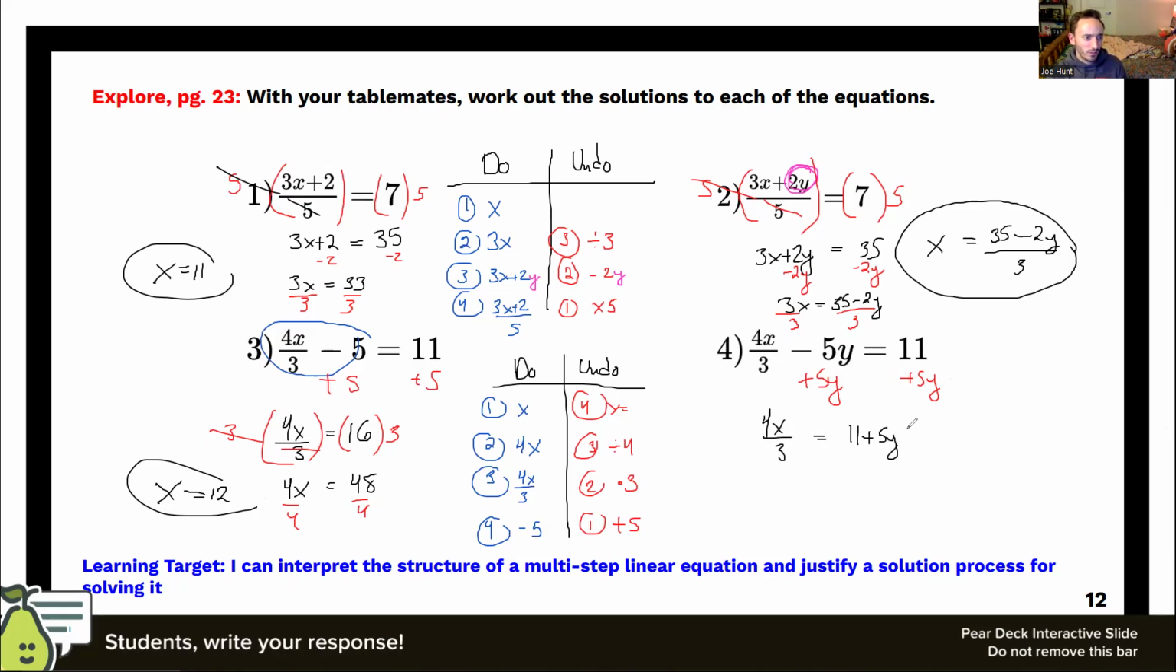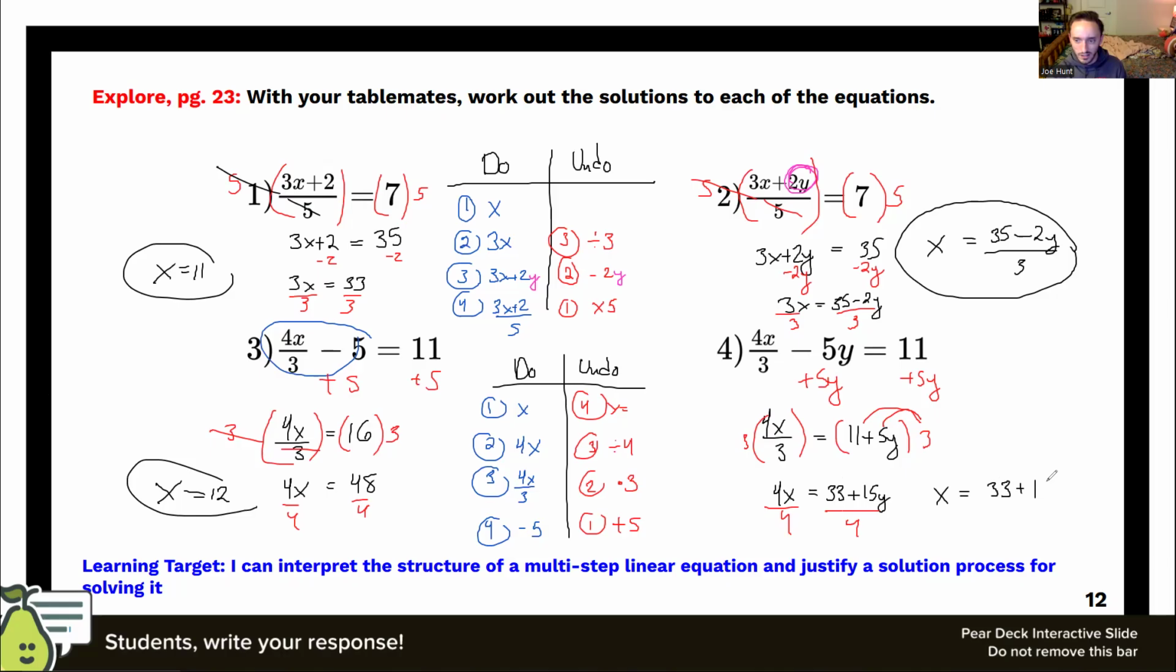Now, what might get a little interesting over here is that when I take the step of multiplying both sides by 3, I might have to do some distribution because I'm doing 3 times 11, and I'm also doing 3 times 5y. So on the left, I'll have 4x, but on the right, I'll have 33 plus 15y. And then my last step here is going to be to divide both sides by 4.